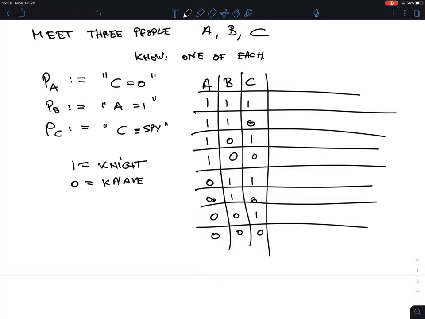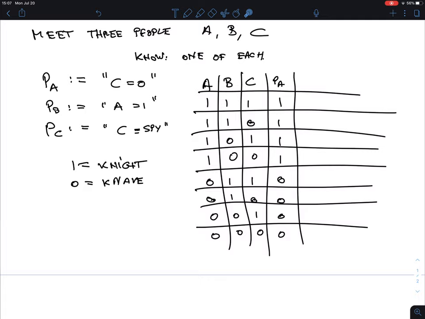PA, the statement PA that says that C is zero. Now, when is it true? Well, when A is a knight. And when is it false? When A is a knave. If A is a spy, I have no information about that, so that's why I'm not considering it. I'm only considering possibilities that A is a knight or A is a knave, and the same for B and C. So now let's look at what these things say.